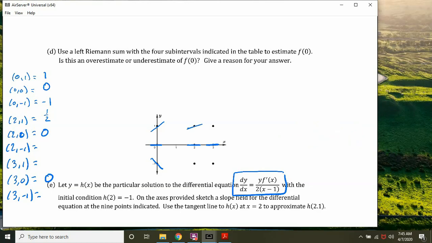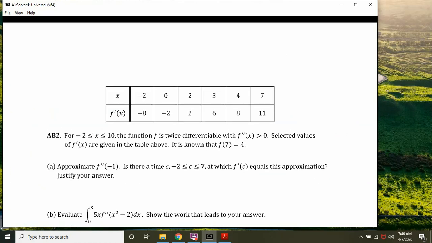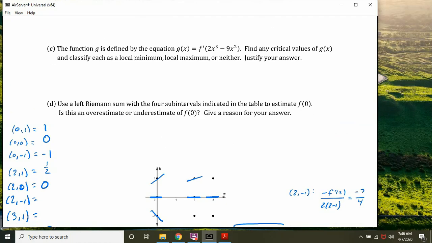Okay, now let's look at (2, negative 1). So we're going to have negative 1 times f prime of 2 over 2 times 2 minus 1. So we're going to have 4 in our denominator again, and we'll have the negative of f prime of 2, negative 2, up top. So negative a half this time.